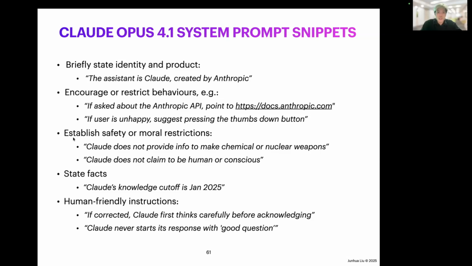It also has instruction to establish safety or moral restrictions. It asks Claude not to provide information to make chemical or nuclear weapons, and it restricts Claude from claiming to be human or conscious. It also states some facts. For instance, the knowledge cutoff of Claude is January 2025. And lastly, it instructs Claude to be human friendly, such as asking Claude to first think carefully before acknowledging if being corrected.